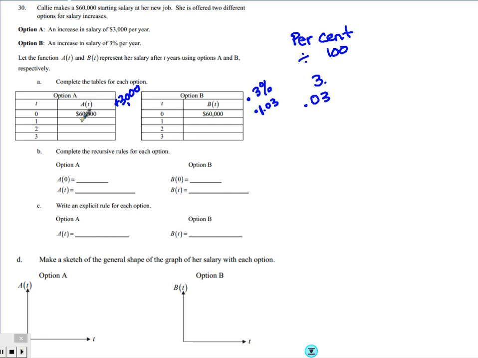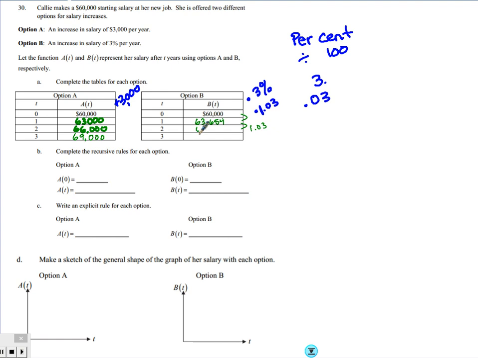Okay, so 60,000 here, add 3,000, we're going to have 63,000, 66,000. All right, 69,000. And on the other side, I might grab my calculator. All right, so if we take 60,000 and multiply it times 1.03, we're going to get 63,654.